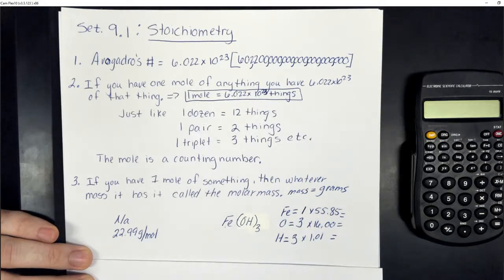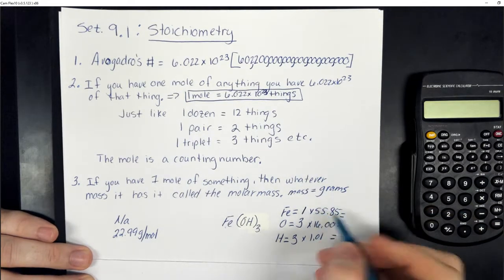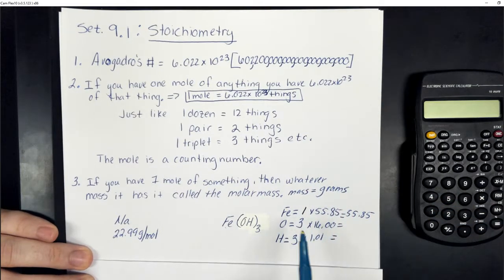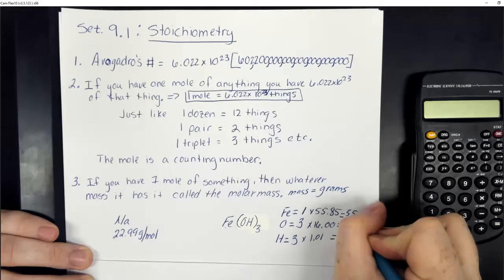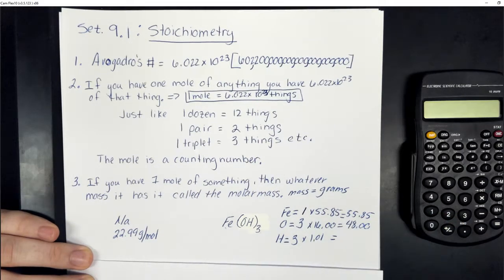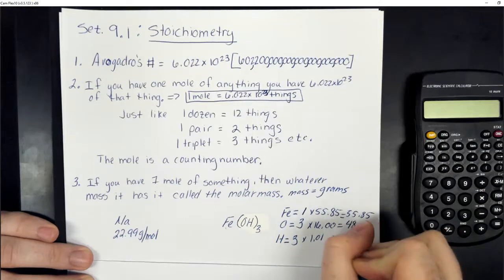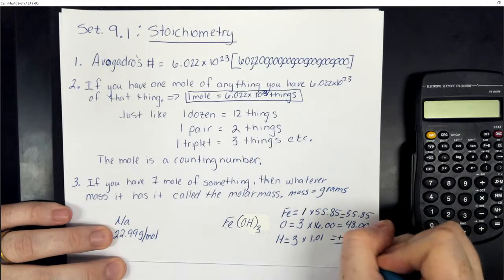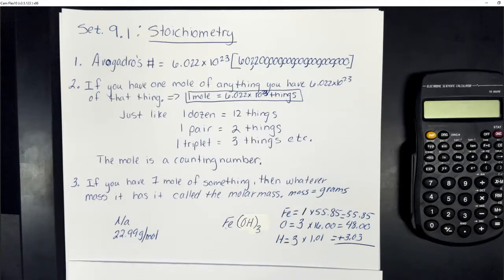And now I go through and multiply. 1 times 55.85 is just 55.85. You can do this next one in your calculator, but I can do it in my head. 3 times 16 is 48. And then 3 times 1.01, again, you can do it in your calculator if you need to, but I can do it in my head. It's 3.03. And once you have all the individual masses of each of the elements, you can add them all together to get a total. Now, how many significant figures are we going to be allowed in this answer?